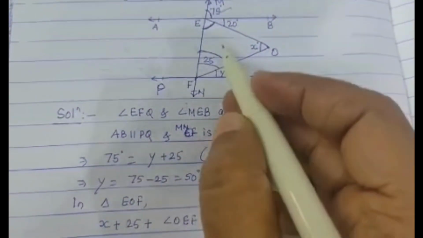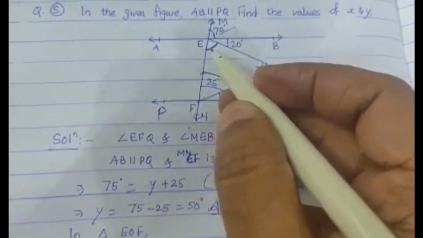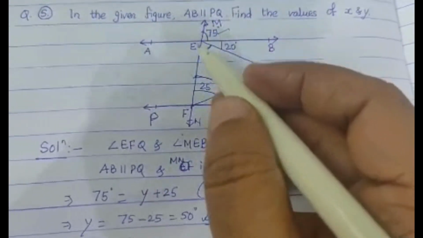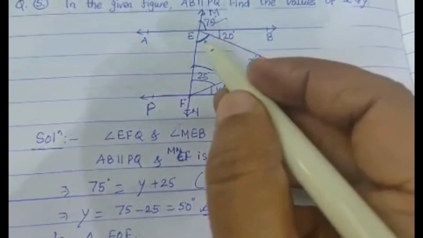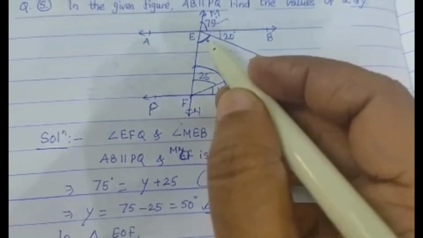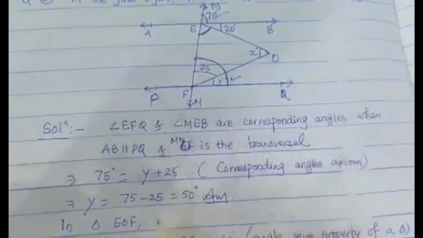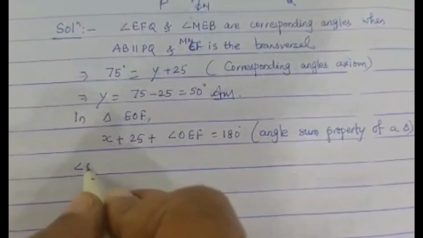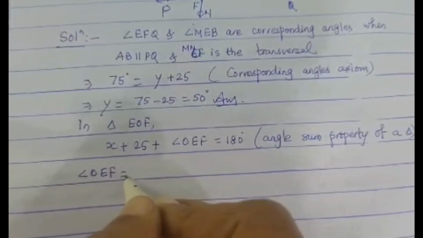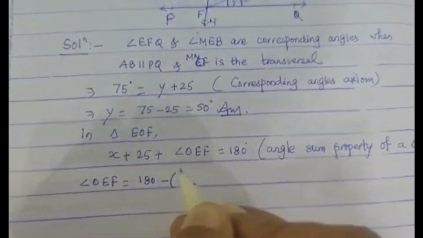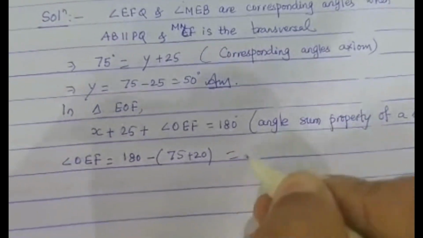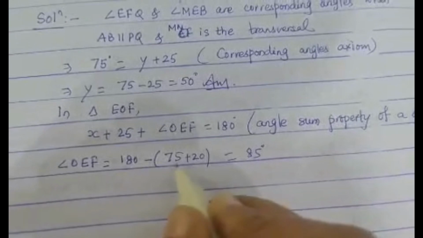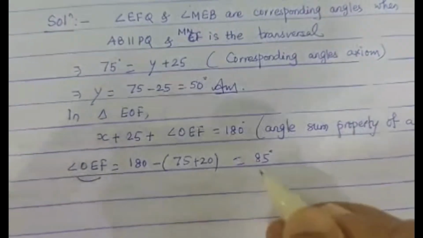So we have this 25, we have to find out this angle. We can find it directly, since this is making a linear pair. So 75 plus 20 plus this angle is equal to 180. So angle OEF is equal to 180 minus this 75 plus 20. We have been given 75 plus 20. That will come out 85 degrees. Alright, so angle OEF equals 85 degrees.